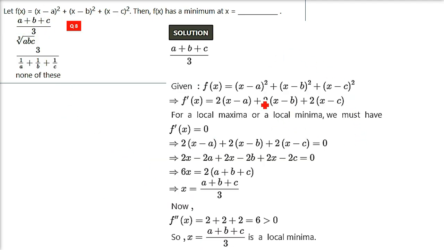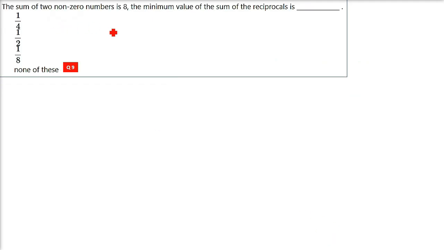This is a very straightforward question again, and the language is what you have to write. The sum of two non-zero numbers is 8. So we have one number as x, and the addition of this x with another number is 8. So if one number is x, the other number will be 8 minus x. The minimum value of the sum of its reciprocals. A reciprocal is just the number kept as a denominator below 1. So 1 by x plus 1 by y is the addition of the reciprocals.